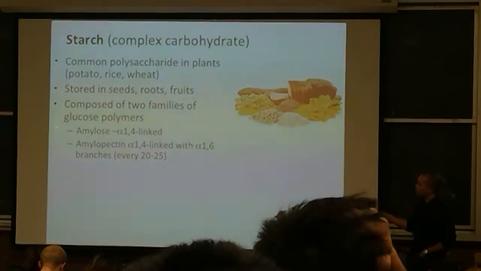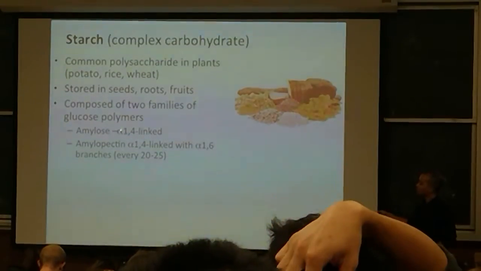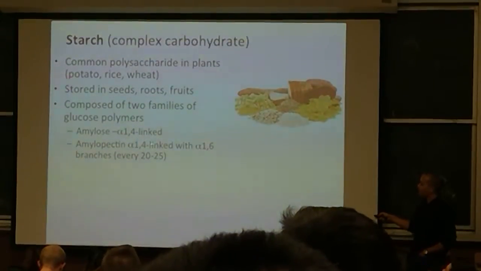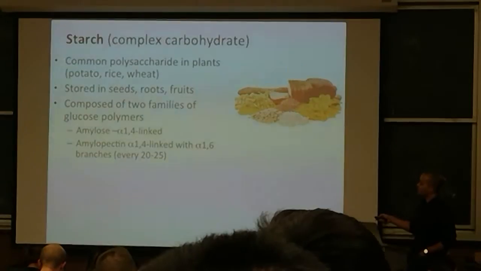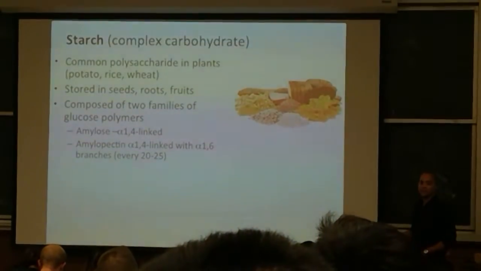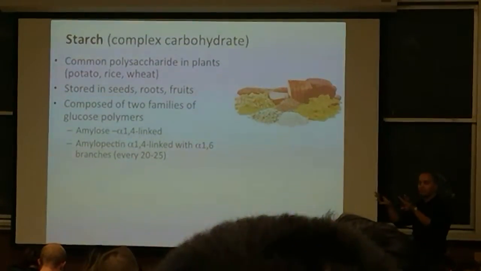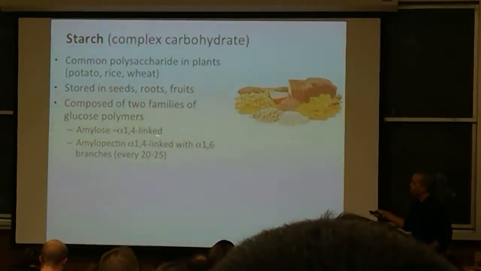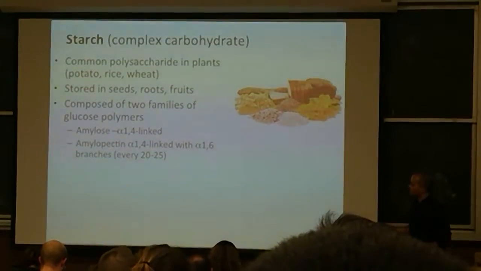One is referred to as amylose. This is the linear alpha-1,4-linked glucose. And the other is amylopectin, that has those branch points. Okay, so similar to glycogen, it has this branching going on. So alpha-1,4-linked, with these alpha-1,6-linked branches.